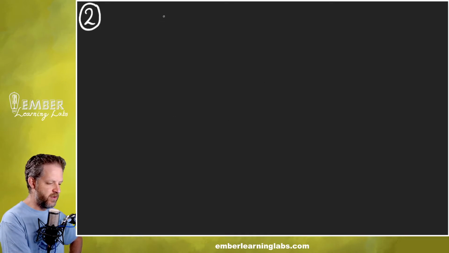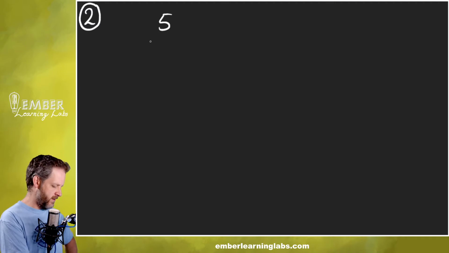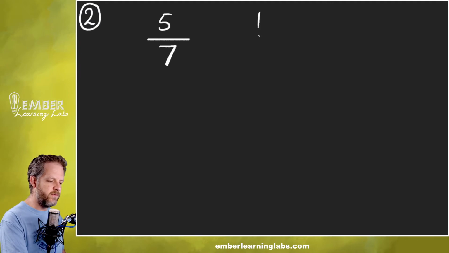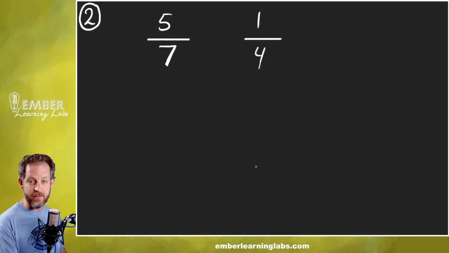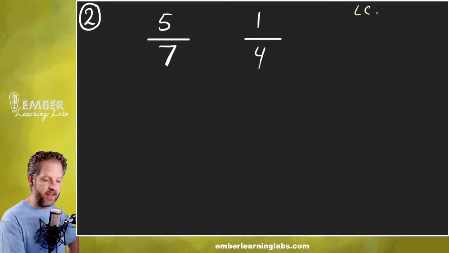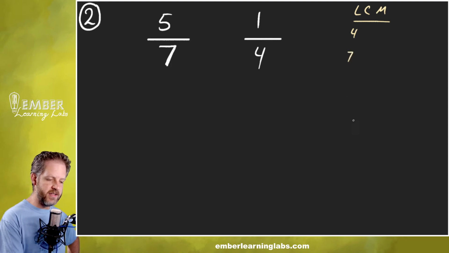Example 2. Let's do 5 sevenths. Whoops. And let's say 1/4. So we're going to make these have the same denominator. So again, we're going to do the same idea. We're going to start out by finding the least common multiple between the two denominators, 4 and 7.